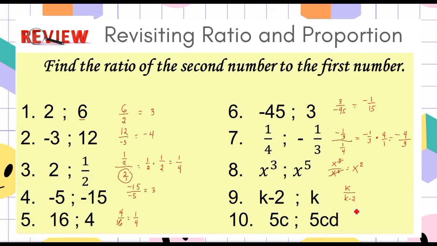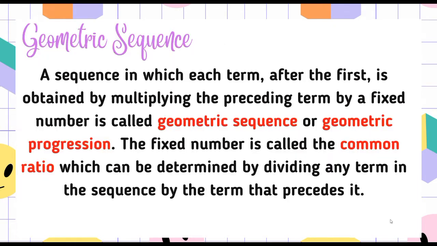Okay? And, the last one, number 10, we have 5CD over 5C. So, since parehas yung 5 divided by 5 is 1, so pwedeng cancel. And then, C over C, and that is also cancel. So, the answer is D. Okay? So, ito po ay napakahalaga para sa pagtingin o pag-check natin kung ang ating sequence ay geometric o hindi.